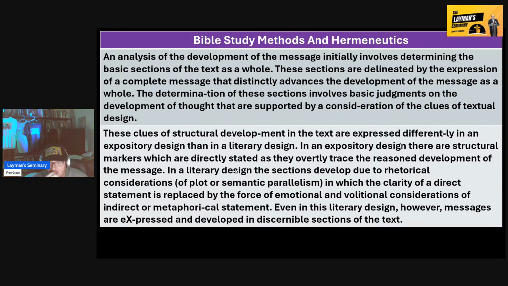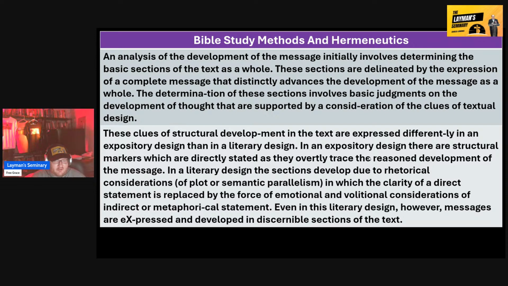These sections are delineated by the expression of a complete message that distinctly advances the development of the message as a whole. The determination of these sections involves basic judgments on the development of thought that is supported by consideration of the clues of textual design. These clues of structured development in the text are expressed differently in an expository design than in a literary design.